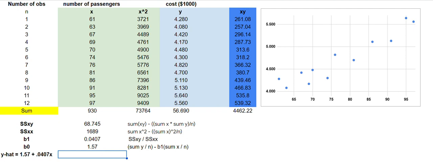Remember, the numbers are in thousands. So to write our equation, once we figure out the B1 and B0, it would be y hat equals 1.57 plus 0.0407x. And that's how we solve for B1 and B0.